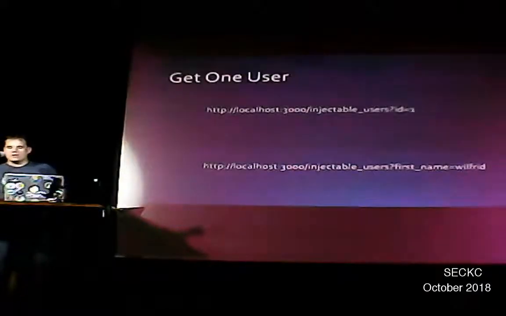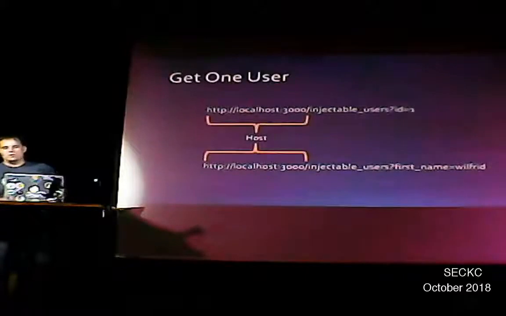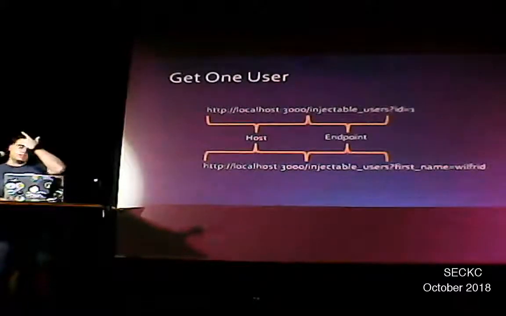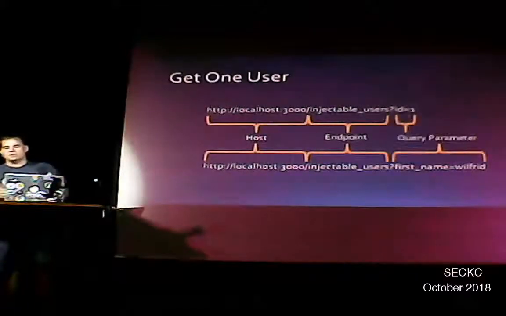If I want to go get a single user, I can give it localhost. I give it the endpoint that I want, so injectable users, and then I can say ID equals 1 as a query parameter, or first name equals Wilfred is a query parameter as well. And if we pass those in that manner, using Postman again, we can say ID equals 1, and then we give it plus or plus 1 equals 1, because we have to make it look like SQL when it gets to the back end.